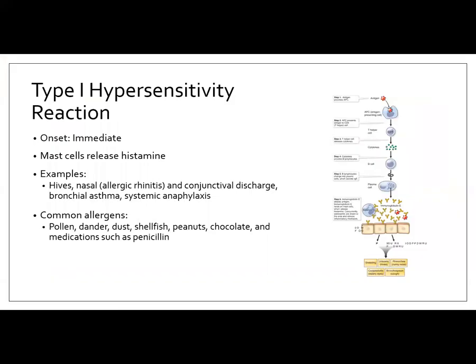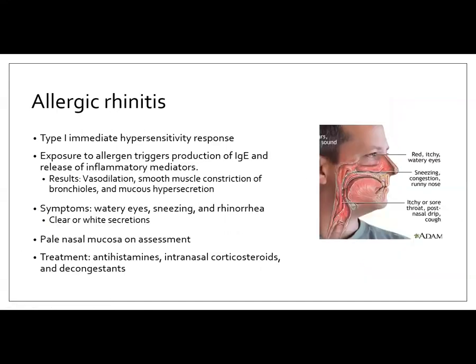So your type 1 is your immediate hypersensitivity reaction. Mast cells release histamine, and examples include things like hives, nasal symptoms, so allergic rhinitis, conjunctival discharge, bronchial asthma, and systemic anaphylaxis. Some of your common allergens are things like pollen, dander, dust, shellfish, peanuts, chocolate, and medications such as penicillin. So this is like our anaphylactic reaction. So with it, it will have that allergic rhinitis. So type 1 immediate hypersensitivity response.